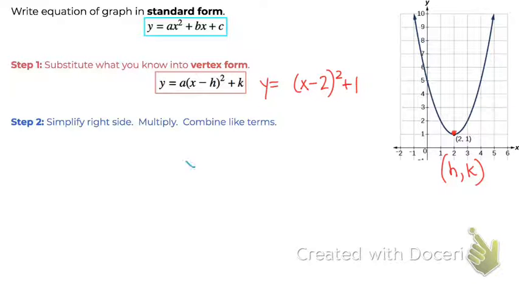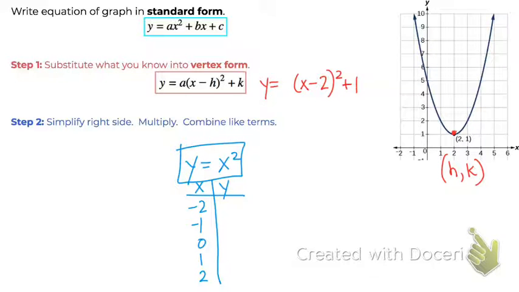What A represents is this: you're going to take a look at the parent function of a quadratic equation, which is the most basic parent function, and sketch a graph of that by coming up with some coordinates. Then we'll compare that parent function to the graph they're giving us, to see if it got wider or thinner. So let's come up with some x and y coordinates: -2, -1, 0, 1, and 2.